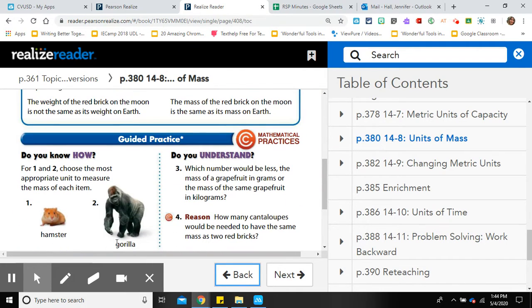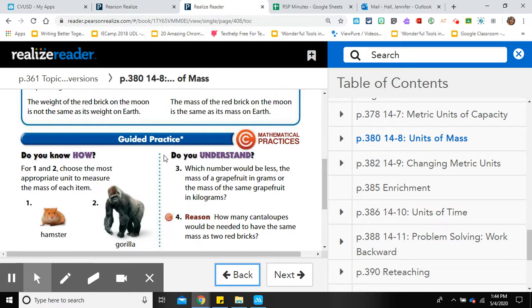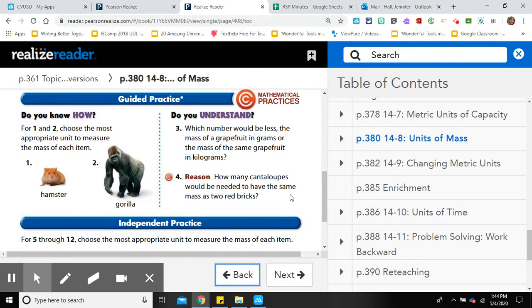But now look at this gorilla. This gorilla has a lot more weight than one of these dollars, right? And it's even a lot more than this cantaloupe, which is 1 kilogram. So we're going to measure the gorilla using kilograms instead of grams. It'd be an easier way to measure.